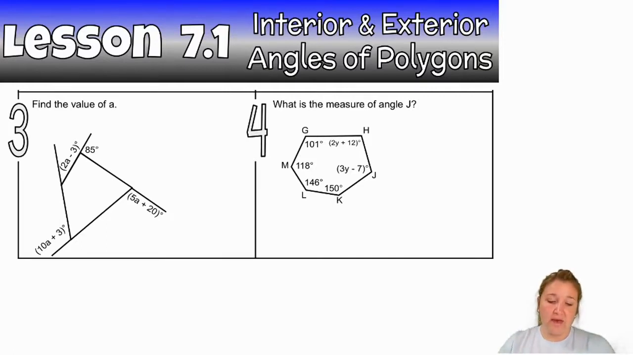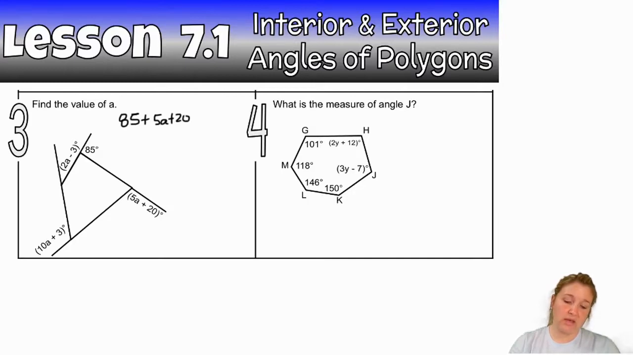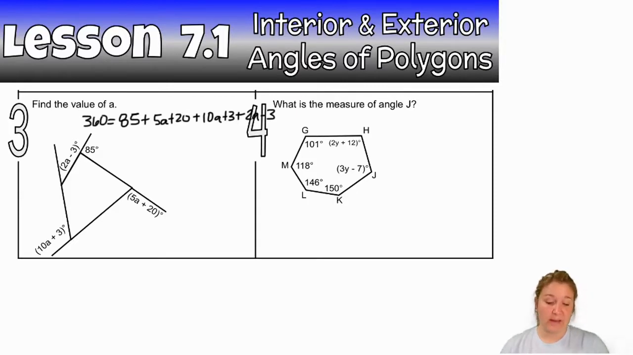All right, so what we have here is a couple of values. Remember, they're all going to add up to be 360. So I'm going to add all these up: 85 plus 5a plus 20 plus 10a plus 3 plus 2a minus 3. And that's all going to be equal to 360. So I'm going to go through and combine like terms, add my a's together, and then add my constants together.